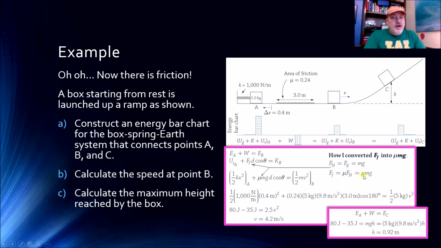So here's how I figured out what the frictional force is. It's mu mg. Plug in all of this stuff, and we end up with the velocity being less than it was the last time. It's only 4.2 meters per second.